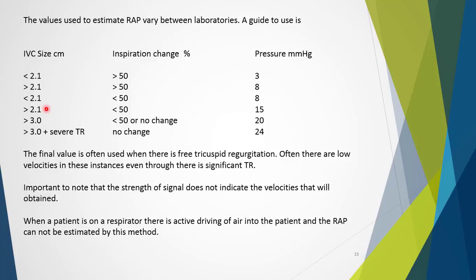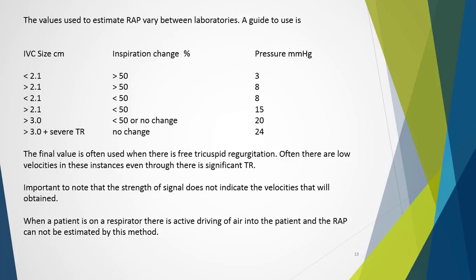If it's enlarged and less than 50% collapse, 15. If it's significantly dilated, with reduced or no change at all, 20. And then if it is significantly dilated in the presence of severe tricuspid regurgitation and there's no change in the size, then we'll markedly increase the right atrial pressure to 24 millimeters of mercury.